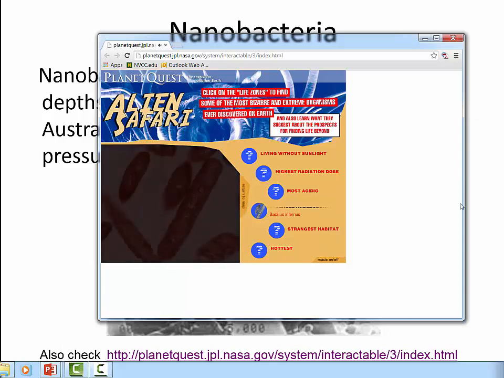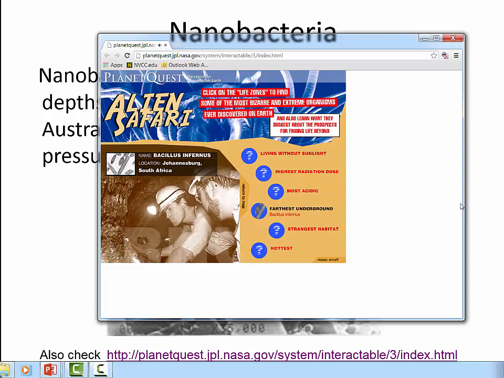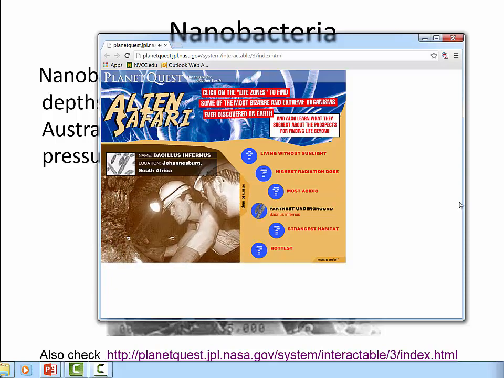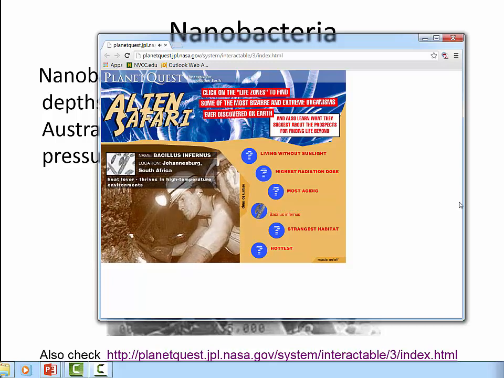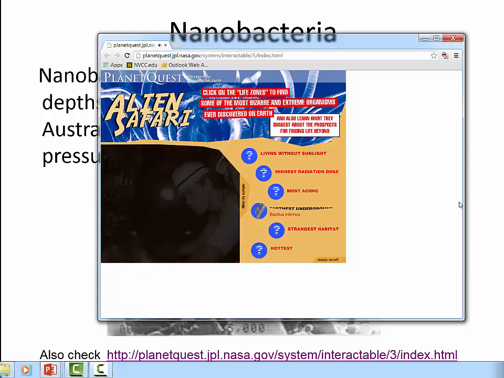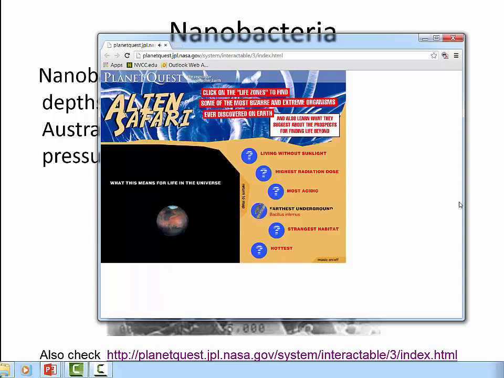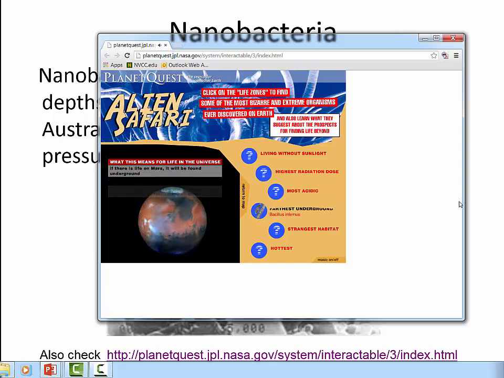Welcome to Bacillus infernus. New species of bacteria have been discovered in caves and gold mines as deep as 2 miles underground. These species are known as thermophiles, or heat lovers, because they thrive in high-temperature environments. The study of habitable environments deep below the Earth's surface may hold important clues to finding life on other planets. Many scientists believe that if there is life on Mars, it will be found underground.